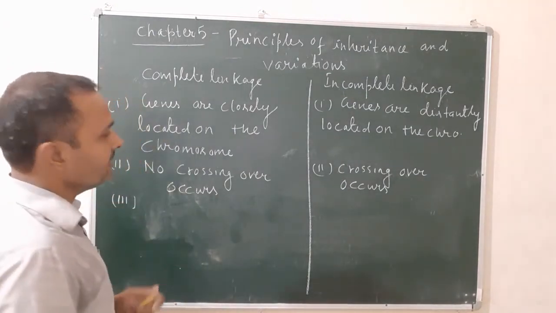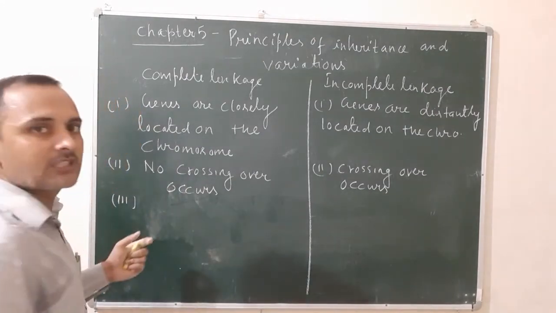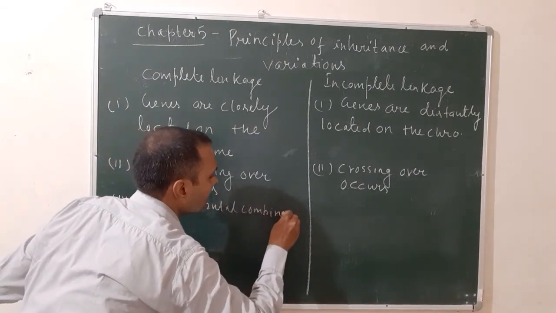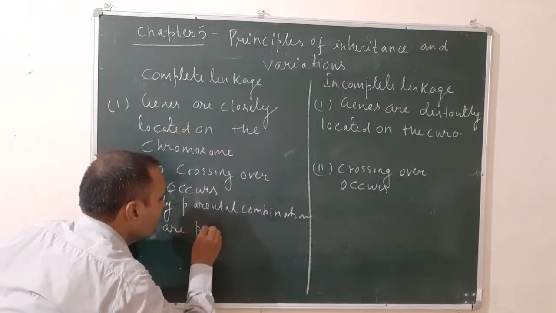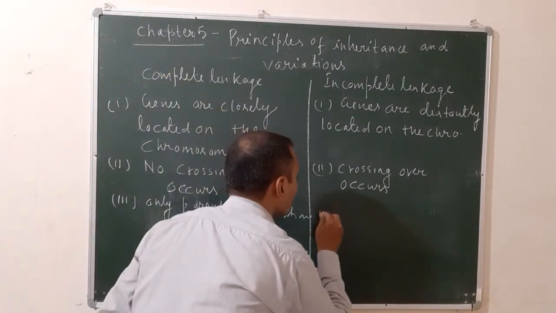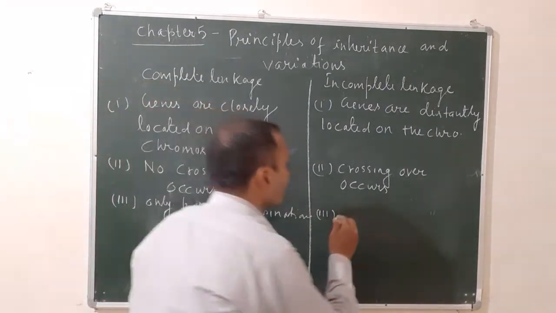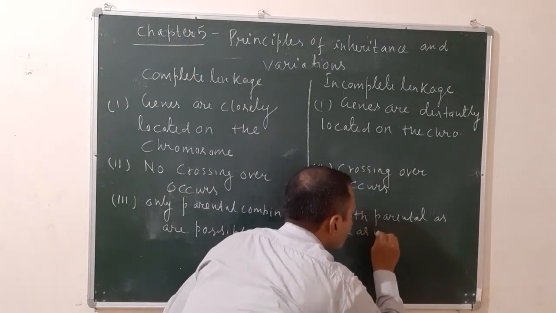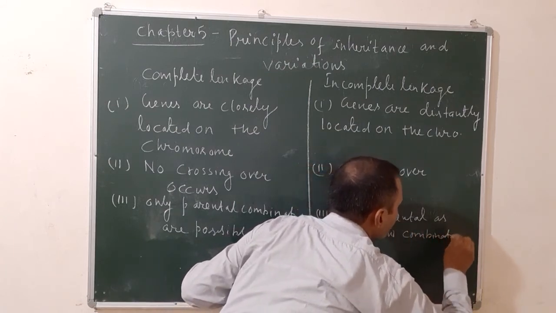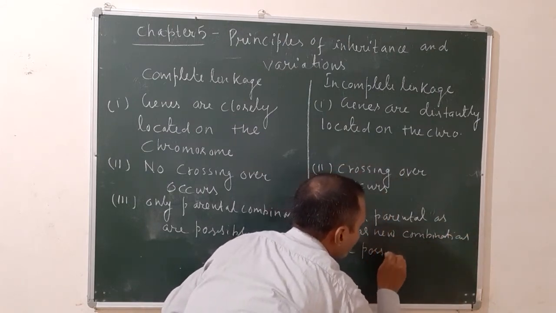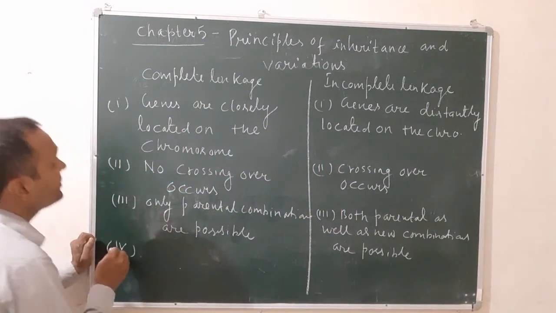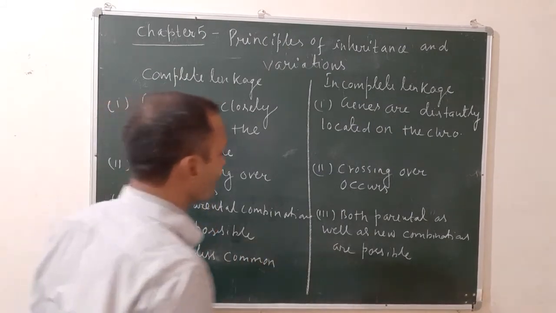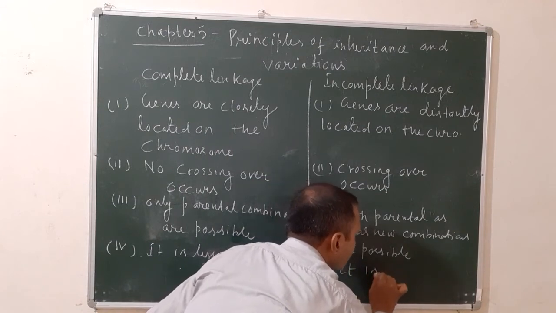Third difference: in complete linkage, in absence of crossing over, only parental combinations are possible. And in incomplete linkage, both parental as well as new combinations are possible. And the fourth and last difference: complete linkage is very less common, like in case of Drosophila. Incomplete linkage is more common.